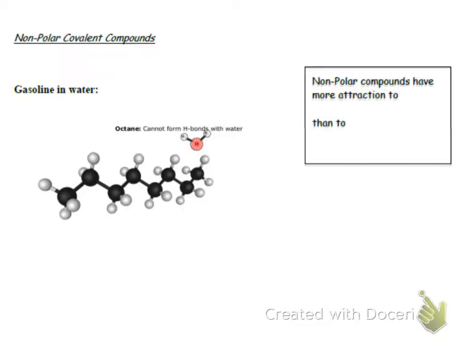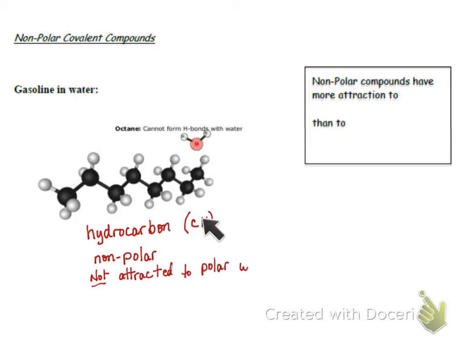What about things that are nonpolar, like gasoline in water? So nonpolar gasoline, CHs, polar water, one of the terms that we use is like dissolves like. So nonpolar doesn't like to mix with polar. And again, this is why oil and water don't mix. Hydrocarbons like gasoline, which are made of CHs, are nonpolar, and they are not attracted to polar molecules like water. Nonpolar compounds have more attraction to each other than they do to water. So this gasoline is going to rather be surrounded by other gasoline molecules. And again, that's why oil and water are going to separate from each other.